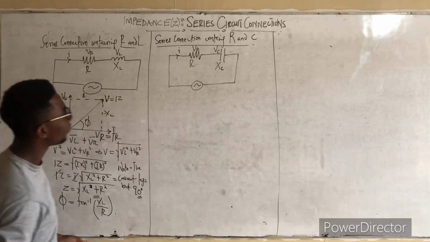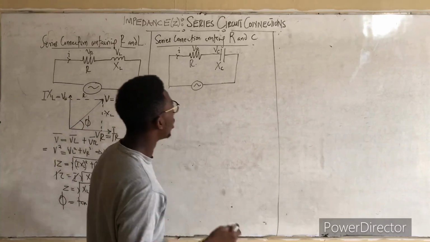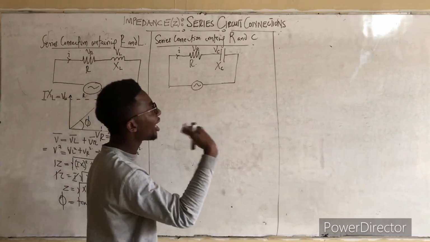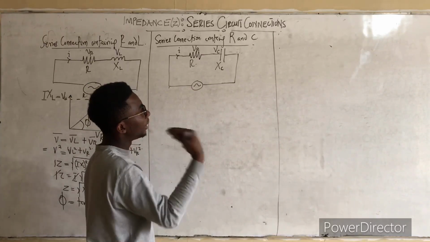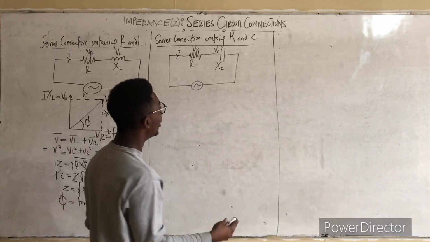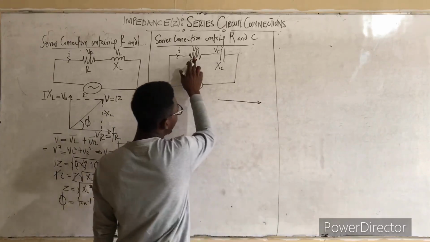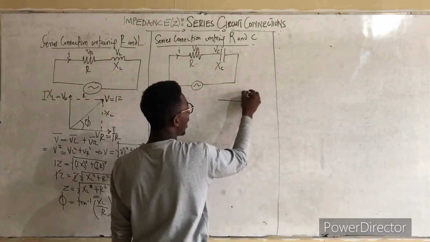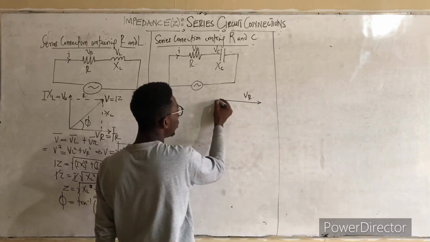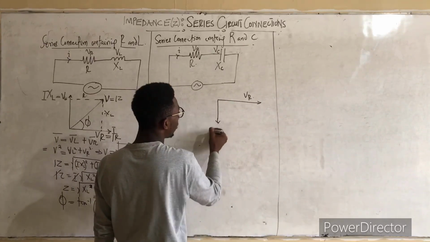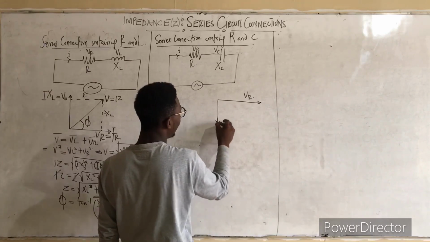Now when you do this, something you're supposed to take note of is that we said in capacitors, current is always leading voltage by 90. So if you want to draw a diagram, the reactance, that's the resistor, they are always in phase. So VR is always in phase. But current will always lead the voltage by 90. So therefore the VC will be here.